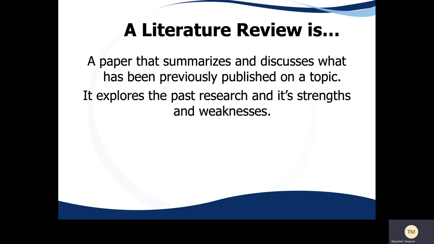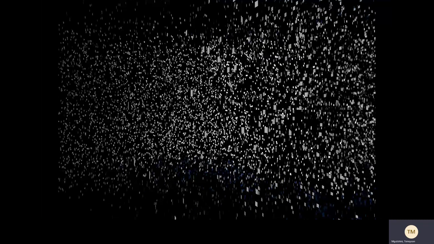Now, these definitions of literature reviews vary from the very generic to those that are very specific. One that helps to get you onto the same page that I am departing from is one that says that a literature review is a paper that summarizes and discusses what has been previously published on a topic. It explores the past research and its strengths and weaknesses. This is a very generalized definition. It's got some components that are missing, but the key bits it talks about are this summarization function of a literature review, this discussing function, and this function of assessing strengths and weaknesses of previous contributors. Those are key things that you need to hold on to as we proceed further into this engagement around literature reviews.